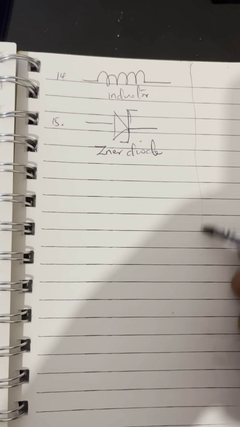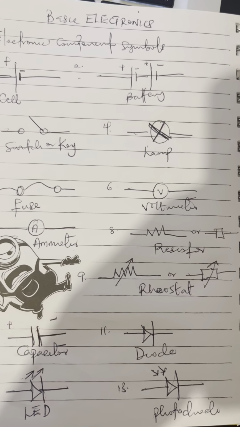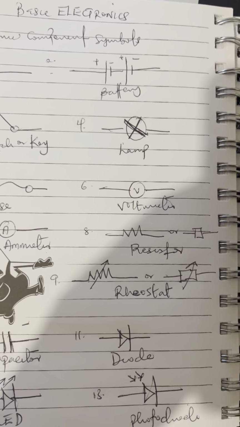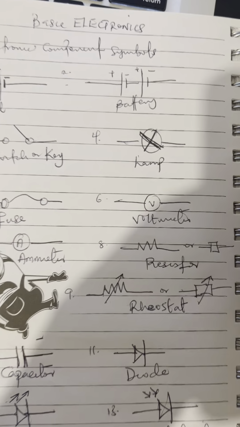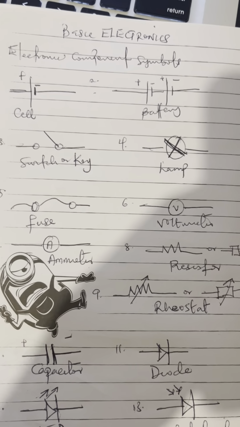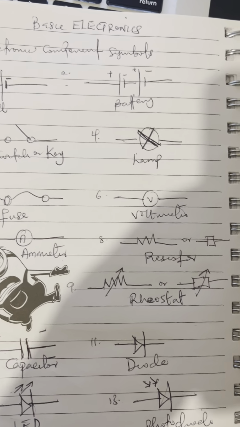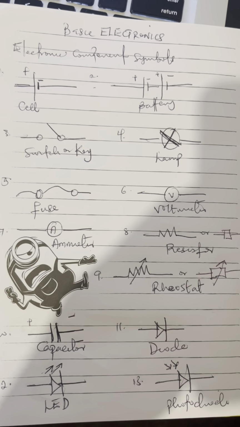Having known this, you can see that these are symbols of electronic components. We need to know these as we are starting up the topic in basic electronics, for beginners like us who are starting now. So we need to come to know this. Very, very important.